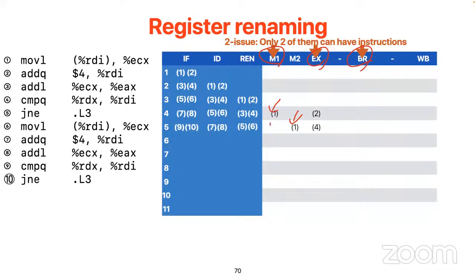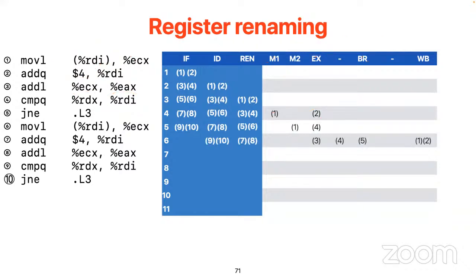But at this time, let's examine the instructions we have. For 3, it's depending on the value of ECX, which is still in the pipeline. So we cannot have 3. And for the compare instruction, it does depend on RDI from 2. But for 2, it's already done, right? So then you can definitely forward 2. Well, I think I missed 2 here. So you can definitely put 4 in execution.